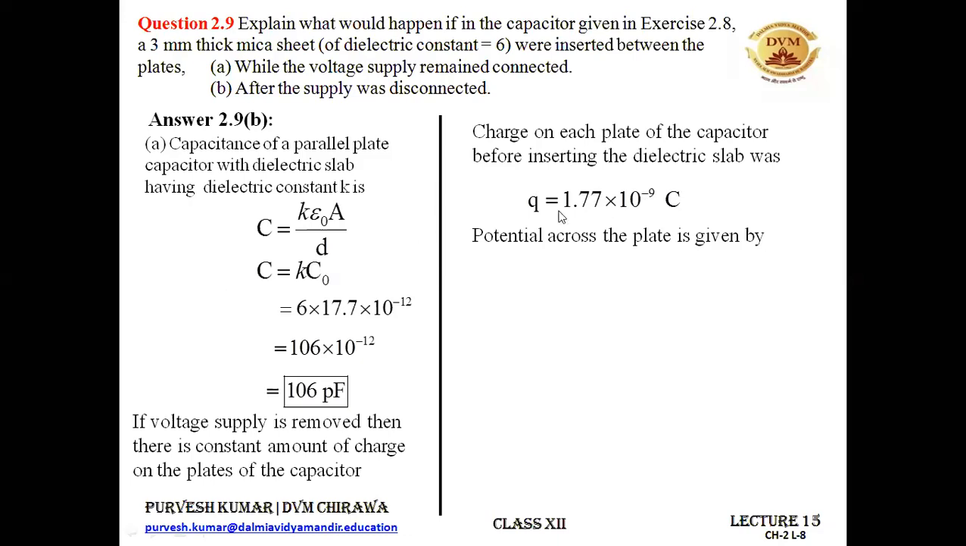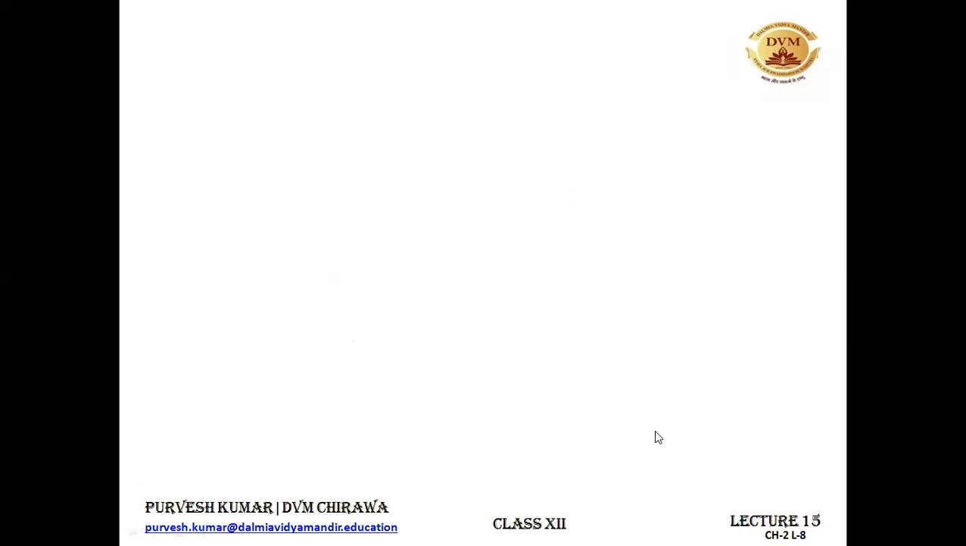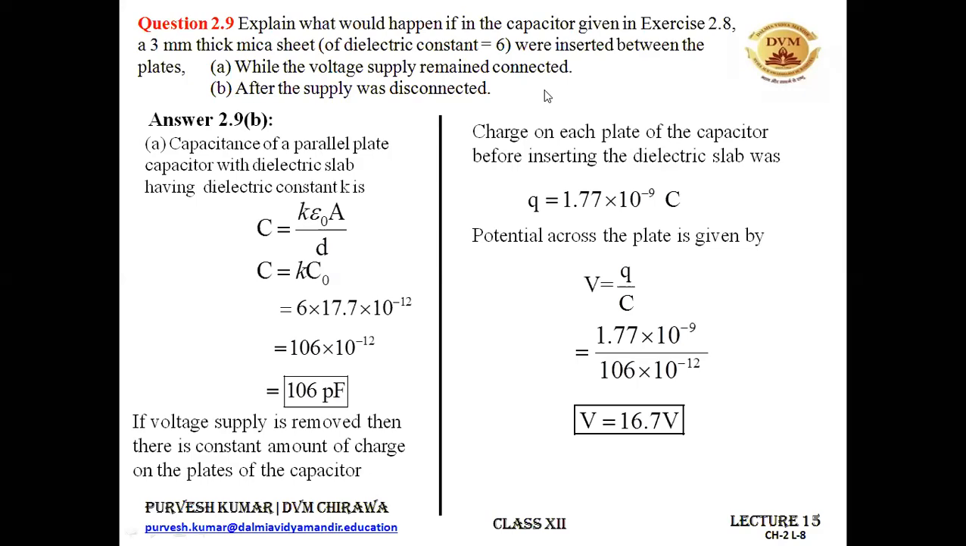So it will remain same. The potential across the plate now gets changed. That can be calculated: V equal to Q by C. In place of Q, you can write the charge that was stored on the plate. But now the capacitance has changed to value C. Earlier it was C naught, but you have inserted a dielectric slab. It has become C. Put the value over here. When you solve it out, V comes out to be 16.7 volt. All right. So this is how you need to proceed in this question.